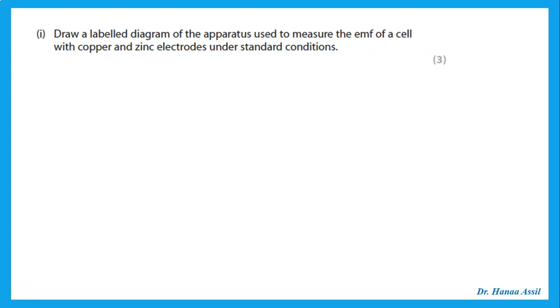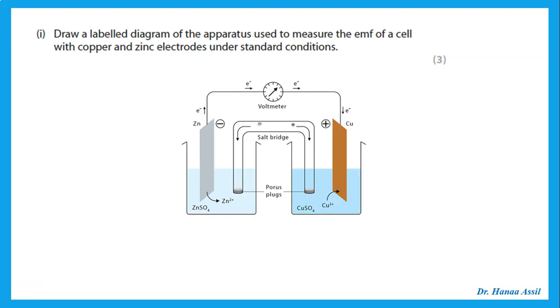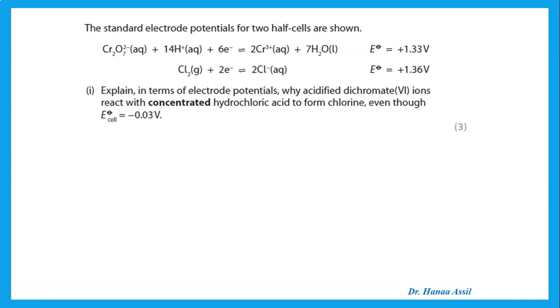Draw a labelled diagram of the apparatus used to measure the EMF of a cell with copper and zinc. So now I have the 2 half cells. One of them is copper in copper ions and the other one is zinc in zinc ions, and the solutions are connected with a salt bridge, which is also potassium nitrate solution, and the electrodes are connected with a wire in the external circuit.